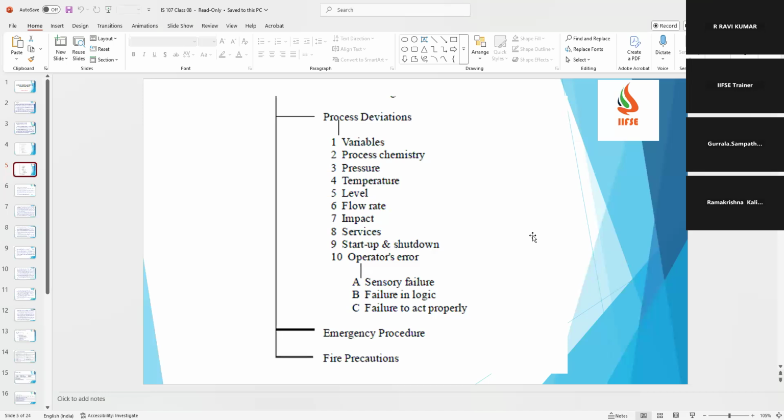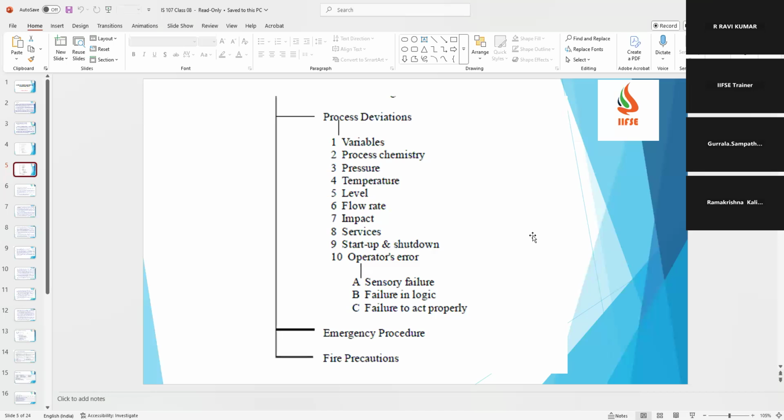Definitely, it is a cost for the management, but we have to take such an initiative to avoid accidents. Then fire precautions, definitely yes. We'll have a fire hydrant system, extinguishers, fire detection system, alarm system, and automatic sprinklers.